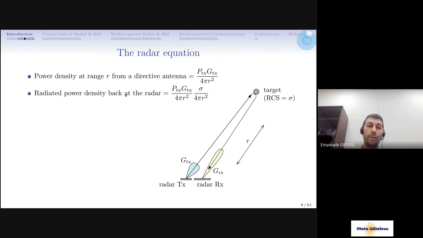The power density radiated back at the target is just a fraction of this density and is given by the previous density multiplied by the radar cross section, which is a measure, a function of the effective area of the target, and then divided by 4 pi R squared to account for the free space path loss back to the radar. Sigma, as I told you, is the radar cross section. It is a very important parameter and has units of area, but is mainly determined by the shape of the object, by the material of the object, and also by its physical extension.